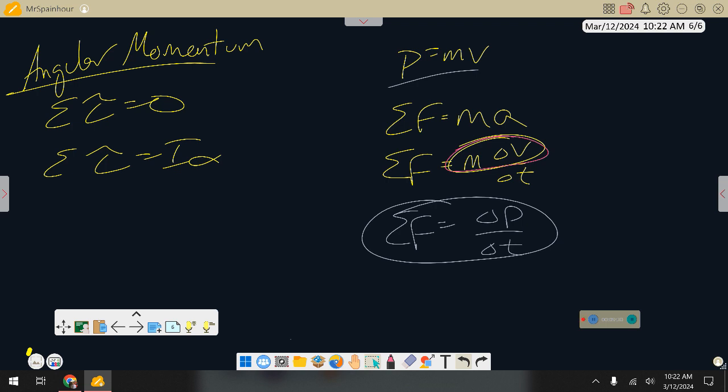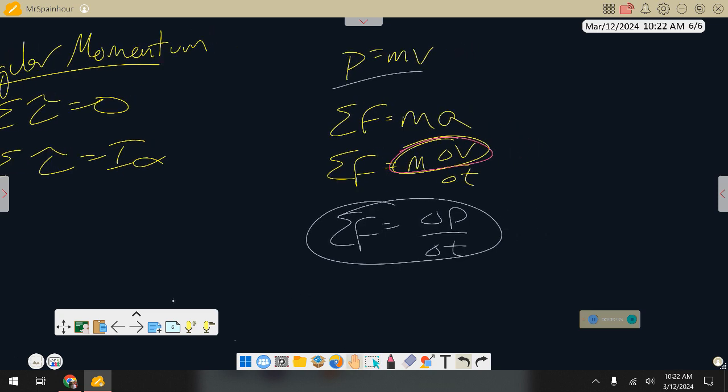What is important is this. We had three major equations in the momentum chapter, and they were as follows.